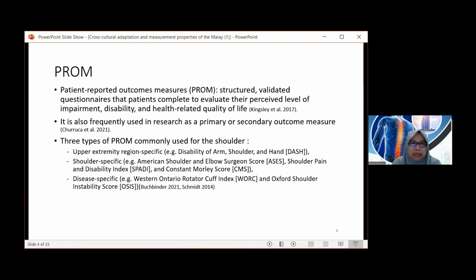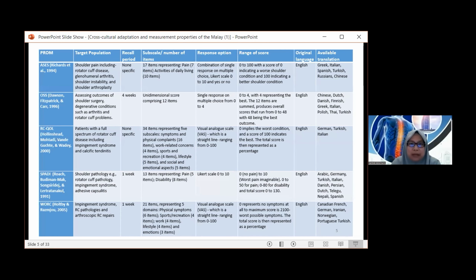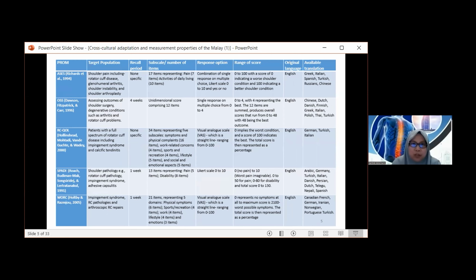There are upper extremity region-specific measures, for example, the Disability of Arm, Shoulder and Hand questionnaire or DASH. You have shoulder-specific measures, for example, the Shoulder Pain and Disability Index or Constant-Murley score, and also disease-specific measures, for example, the Western Ontario Rotator Cuff Index and the Oxford Shoulder Instability Index score. Which one to use depends on the intention of the research or condition. For example, the American Shoulder and Elbow Surgeons questionnaire was used to assess patients with a diagnosis of rotator cuff disease, glenohumeral arthritis, and also to monitor disease progress after shoulder arthroplasty.